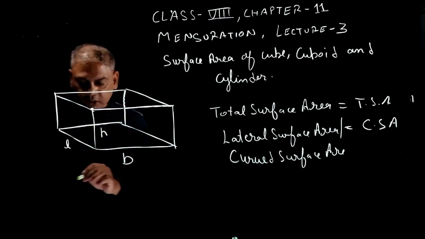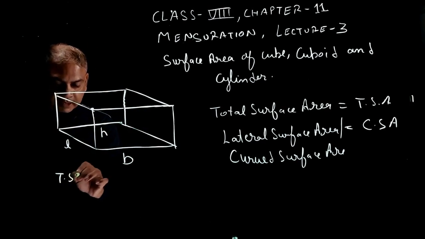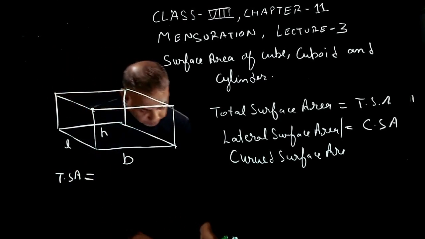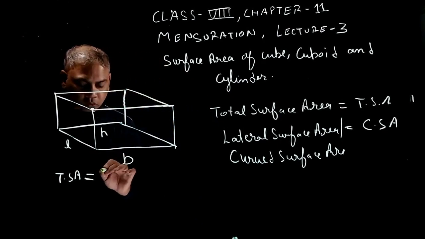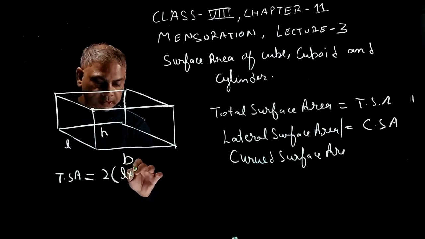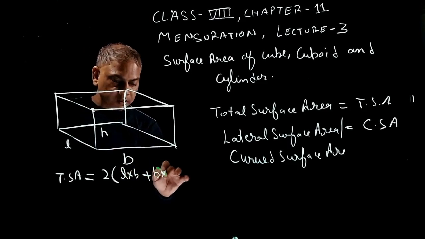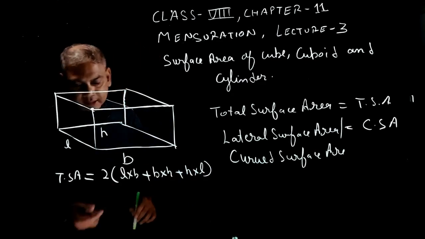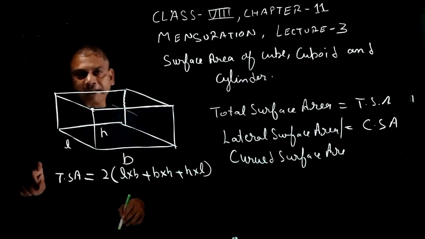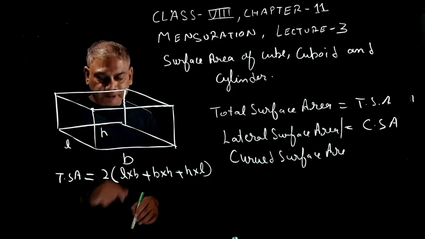So area of the cuboid, that is total surface area of cuboid, is given to you by the formula 2 bracket close L into B plus B into H plus H into L, right? So this is the formula to find out the total surface area of the cuboid.